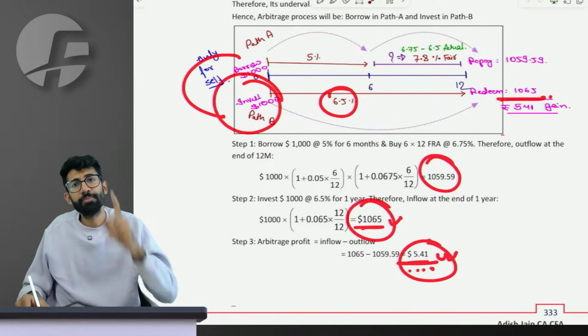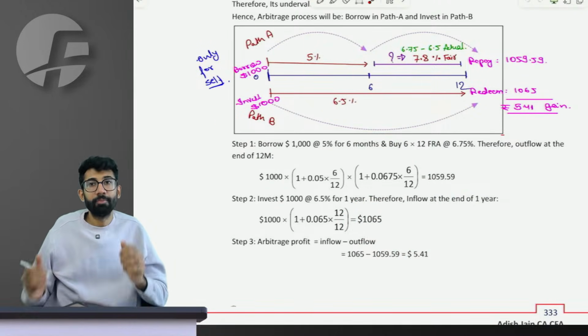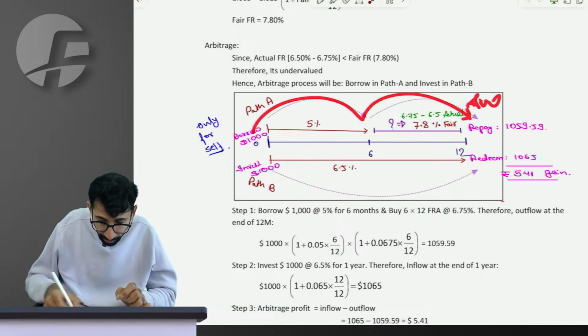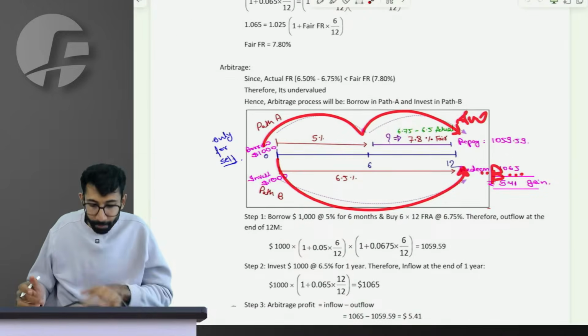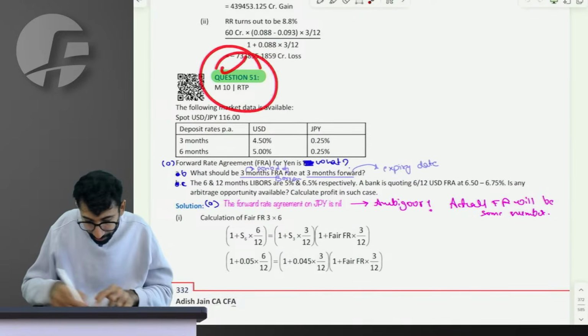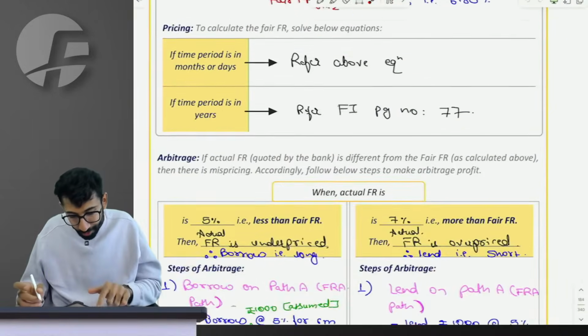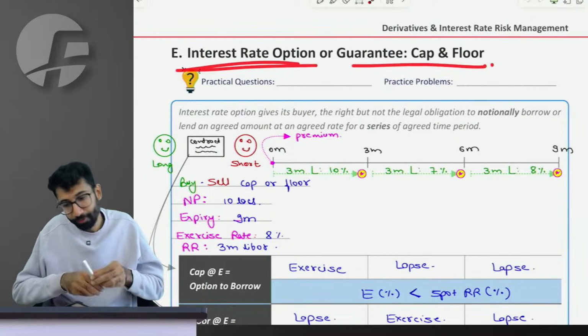It will always be your arbitrage gain, never arbitrage loss, provided you have chosen your step correctly. If you by mistake end up investing here and borrowing here, then it's a loss. Otherwise, it is never. Perfect. The question 51 along with the concept of arbitrage gets done. I will now take you to the next concept, which is the concept of interest rate options, cap and floor.